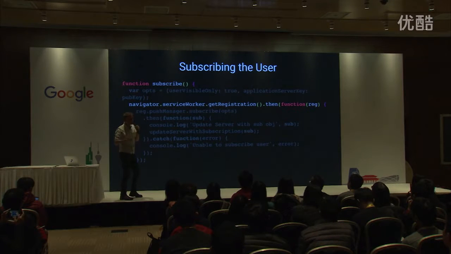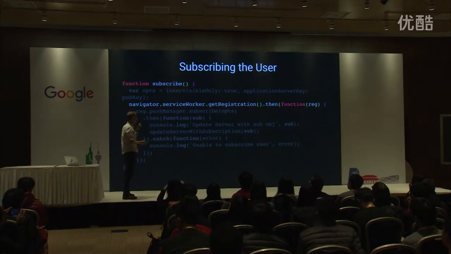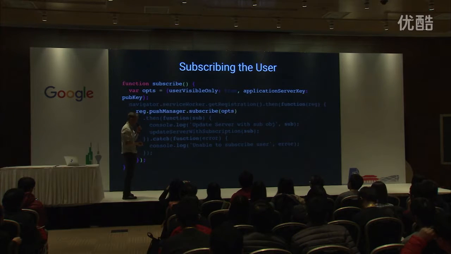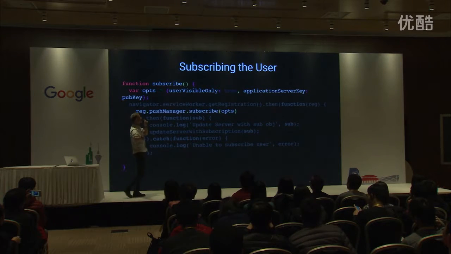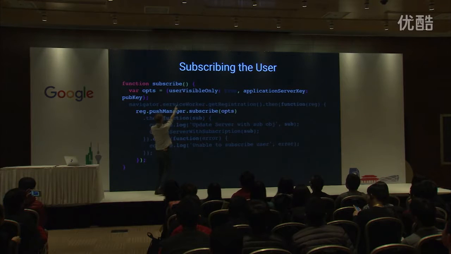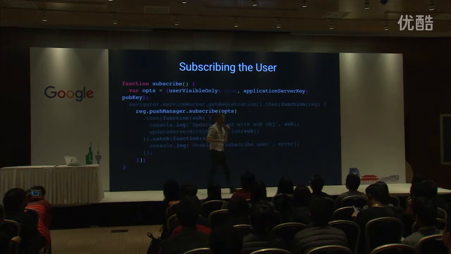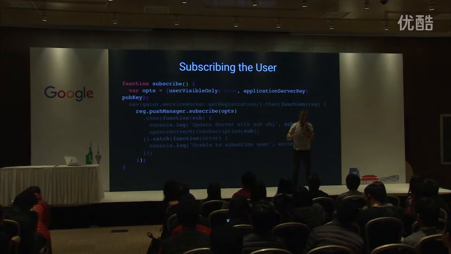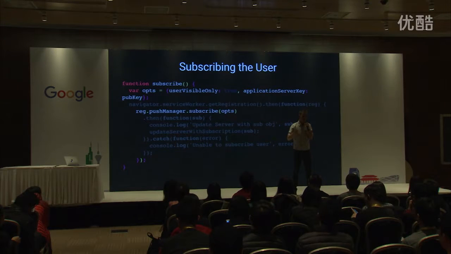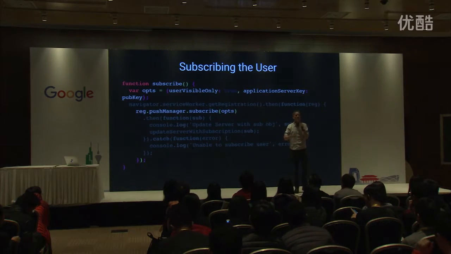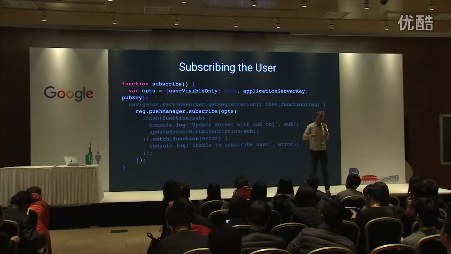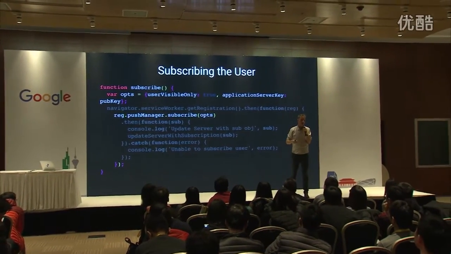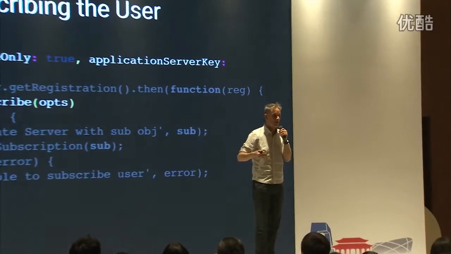If we need to subscribe the user, if they haven't subscribed already, it's a similar process. We get the service worker registration, and then we subscribe the user. Now, you'll see a couple of options here. The first one, userVisibleOnly true, is really crucial. If you're receiving push messages in your application, you must show a notification. This is not an API to push data. This is specifically an API for sending messages to be displayed in notifications.